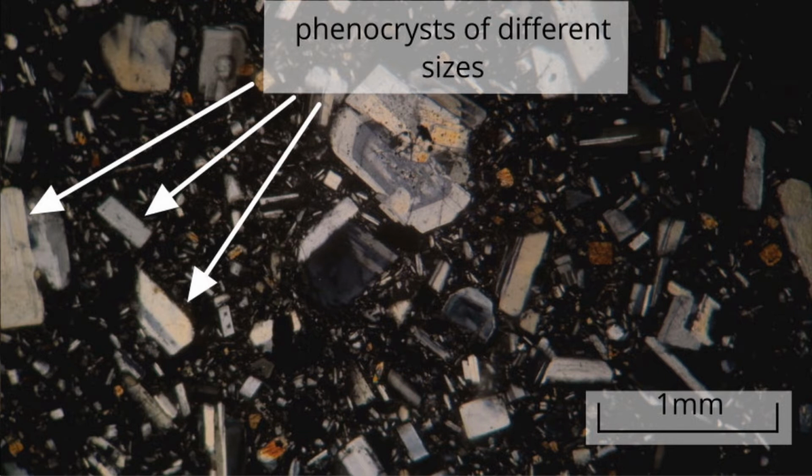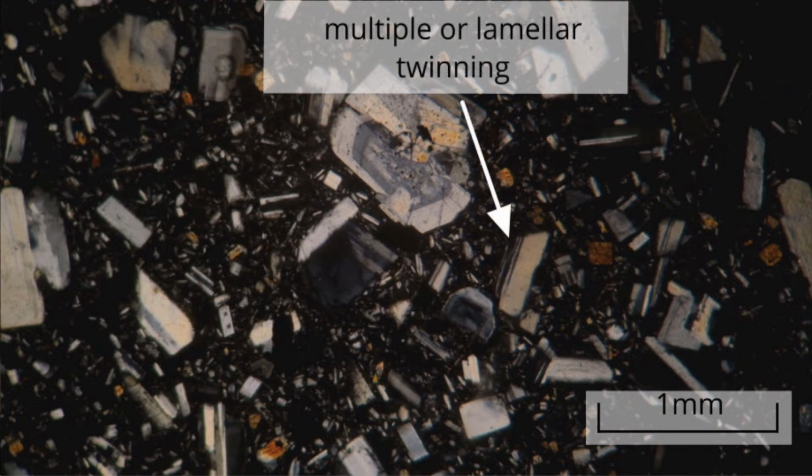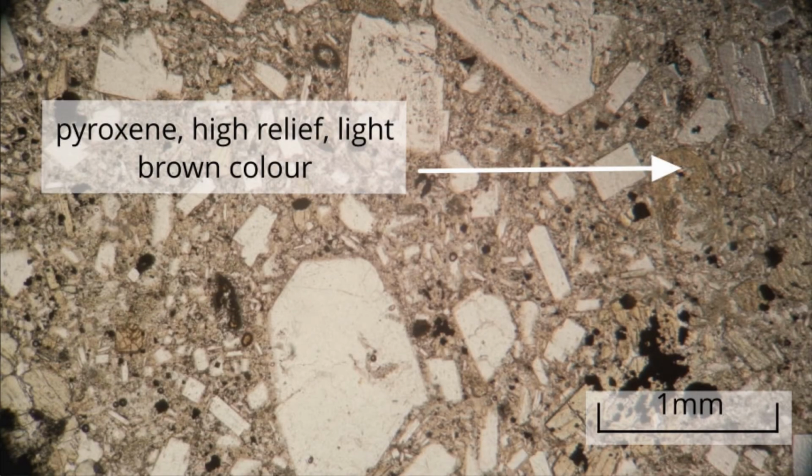The largest are up to 1 millimeter in length. Some of the smaller feldspar phenocrysts show multiple twinning. Pyroxene and minor amounts of amphibole also occur in this rock.